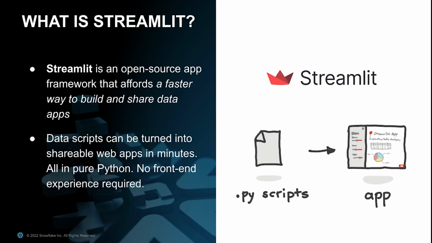So what is Streamlit? Streamlit is an open source Python library that allows you to add a user interface to your Python scripts. This means that your existing data scripts created in Python can easily be converted into a web application in literally minutes. All of this requires no front-end experience, and you can use pure Python.